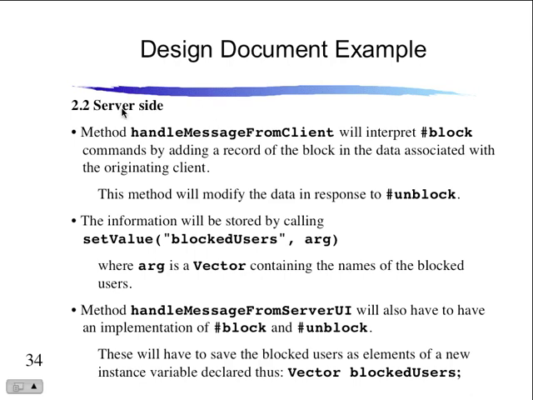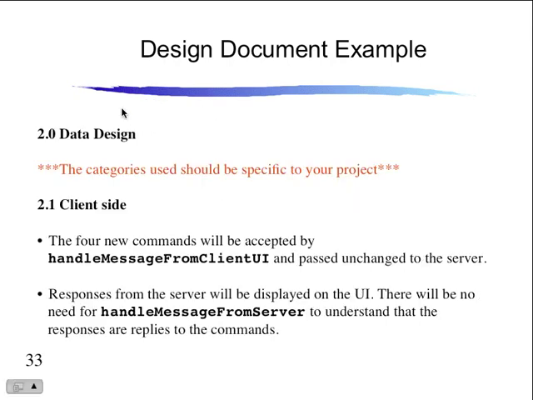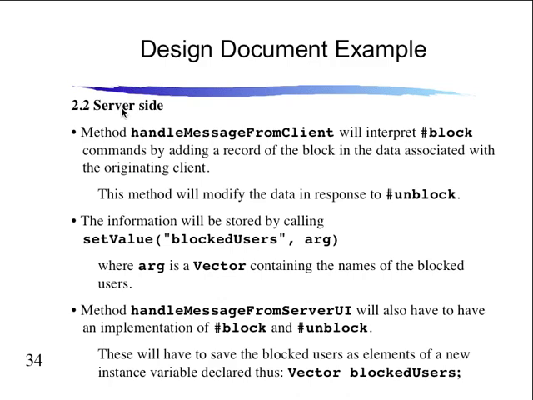Right up here, server side. So we broke it out into component 1, component 2, component 3, as I mentioned before when I went through the document template. And for a client-server app, component 1 is the client side. There are 4 new commands that will be accepted, and there are going to be responses that come back, and you list those out. Then for the server, there's going to be a method to interrupt the block, and all these commands are going to be used for that. And there are some more methods down here to handle the message from the server UI, and it's all specific.